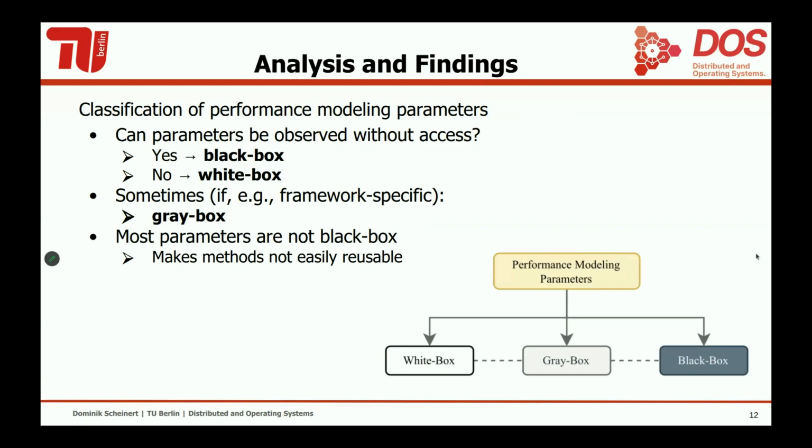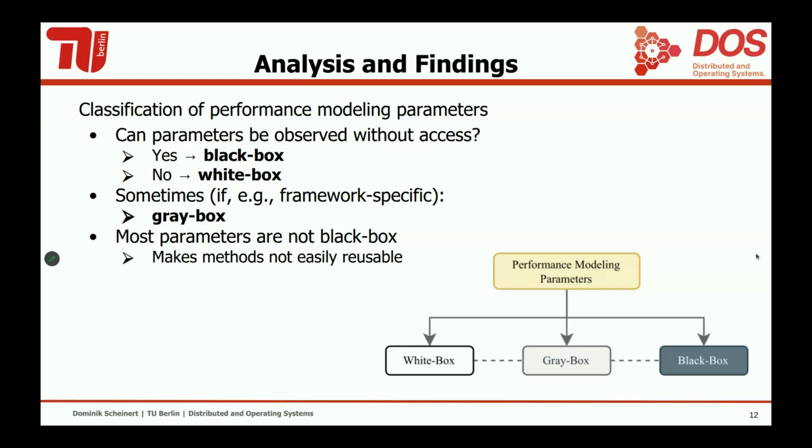In here, we followed a very simple distinction. So can a particular parameter be observed or configured without access to a particular framework or without it being very platform parameter specific? If yes, it would be a black box parameter. If no, it would be a white box parameter. And sometimes if it's just specific to a particular framework, we would label it a gray box parameter, although this terminology with respect to gray box is not very established and clear. And so let's just take it with a grain of salt here.